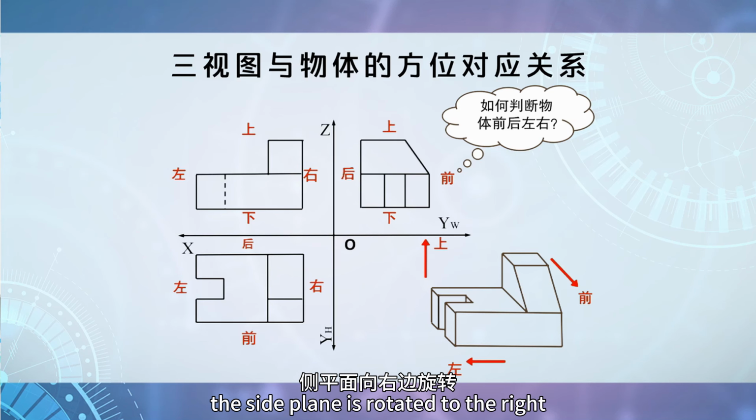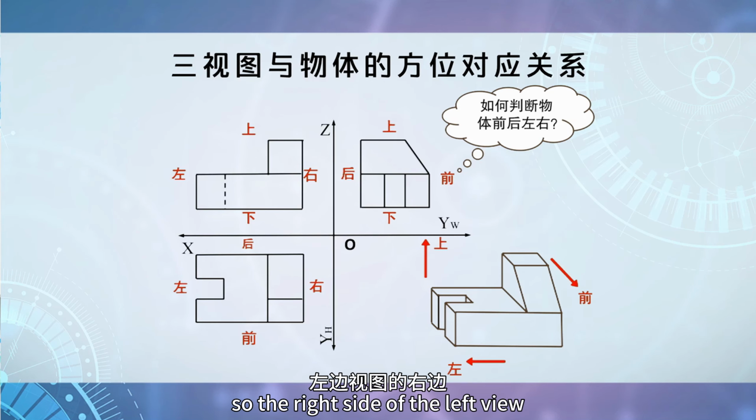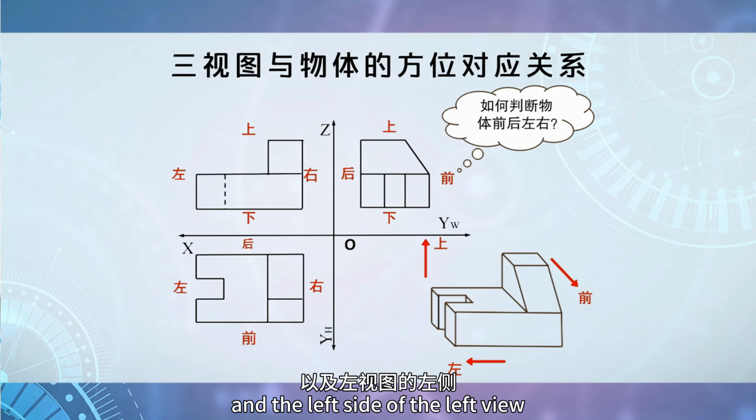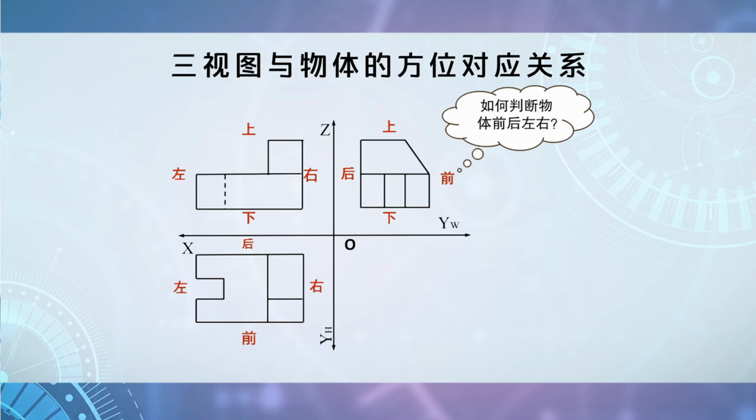The side plane is rotated to the right. So the right side of the left view actually represents the front of the object. And the left side of the left view actually represents the back of the object.